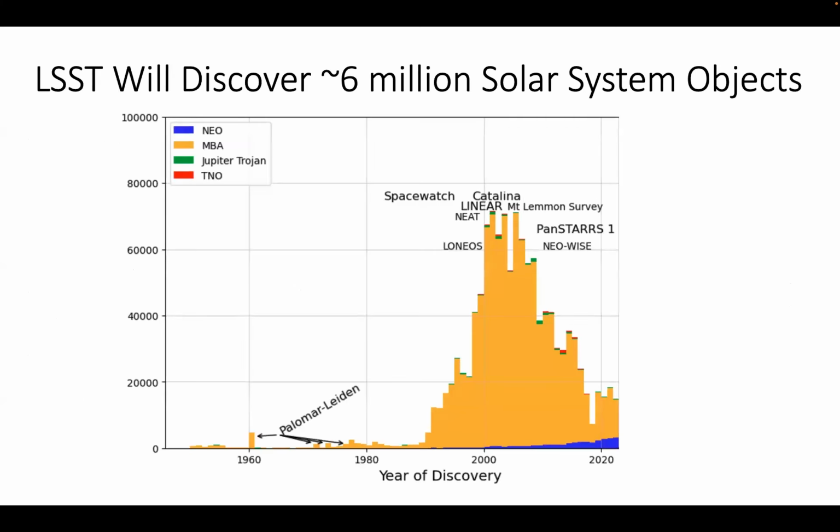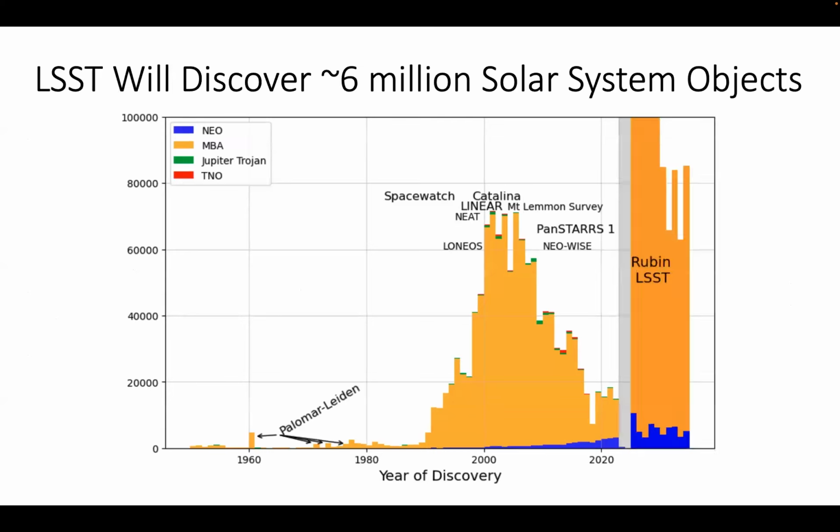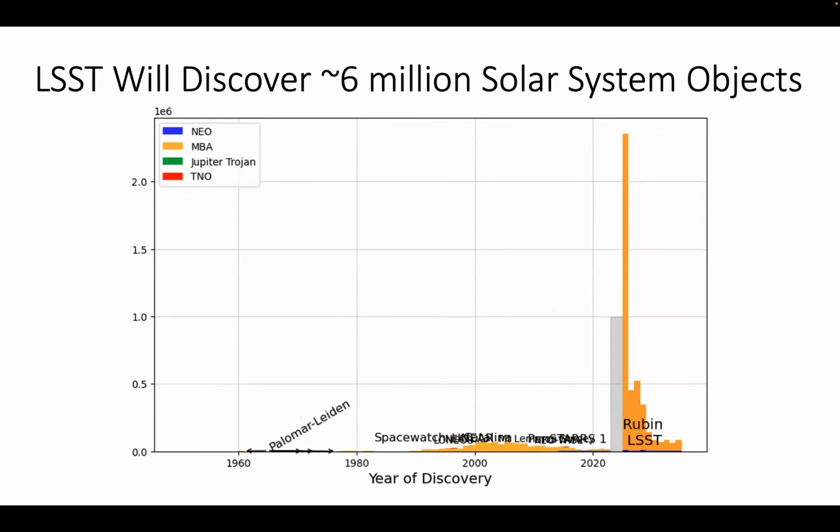So, for example, this was the figure I showed before with current surveys discovering bodies in the solar system. If we add in Rubin's LSST here, we have to zoom way out in order to see the contribution that LSST is going to make. And so LSST is going to discover roughly 6 million new solar system objects compared to the 1.5 million we know about today. And so, in order to extract from these objects these really useful rare gems, we need more tools.